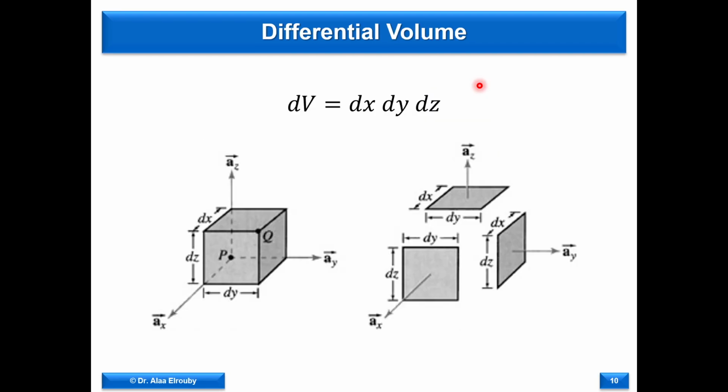What remains is to describe the differential volume. Differential volume is a very small cube that we define, and the volume of this cube is the multiplication of the lengths of its sides, which is dx, dy, dz. The volume is a scalar quantity.